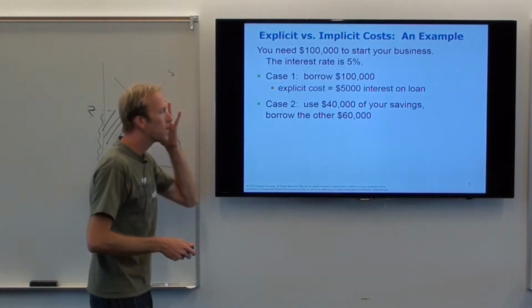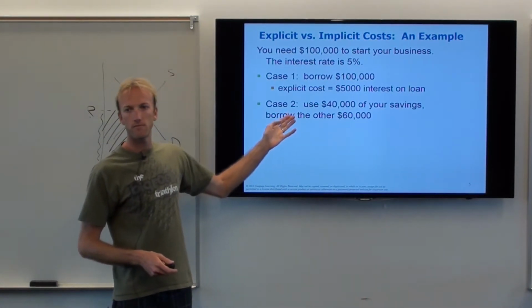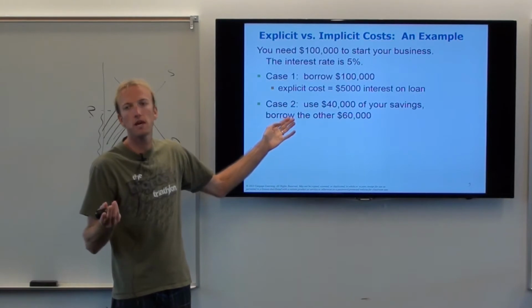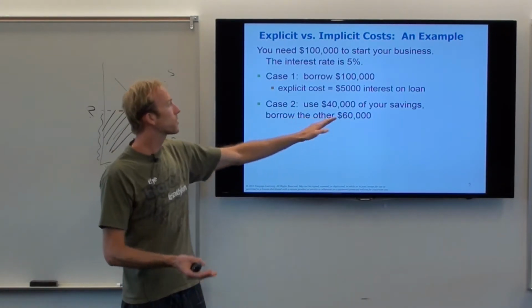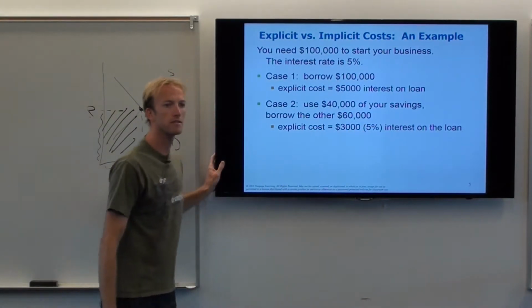Well, let's think about it. What is the explicit cost at the end of the year for this scenario? The explicit cost. How much interest are you going to have to pay back to the bank? $3,000, right? 5% interest on the loan, you're going to have to pay $3,000, right?